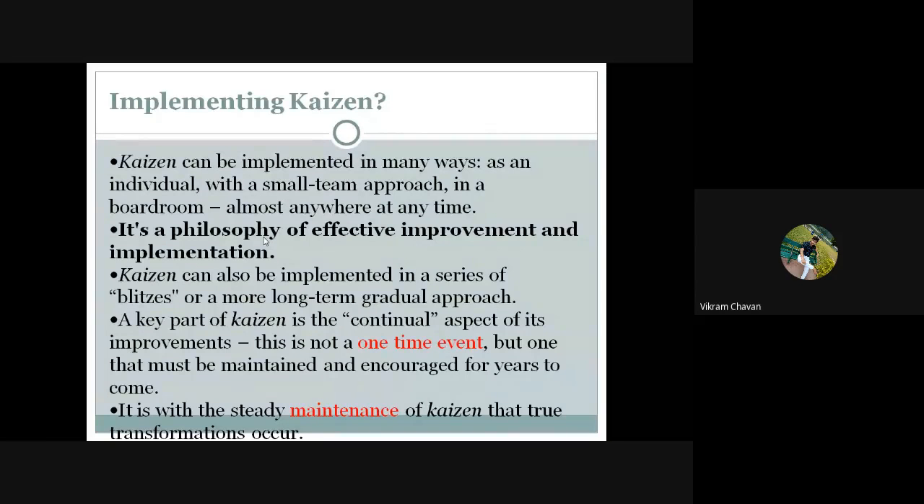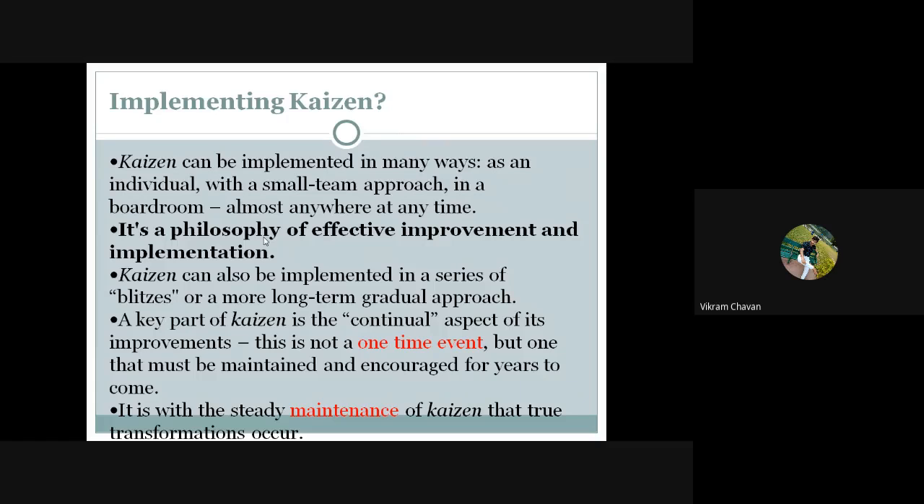Next point: Kaizen can also be implemented in a series of blitzes, or a more long term gradual approach. Full stop.